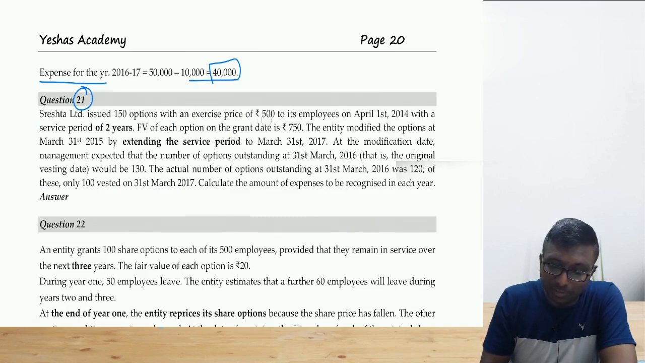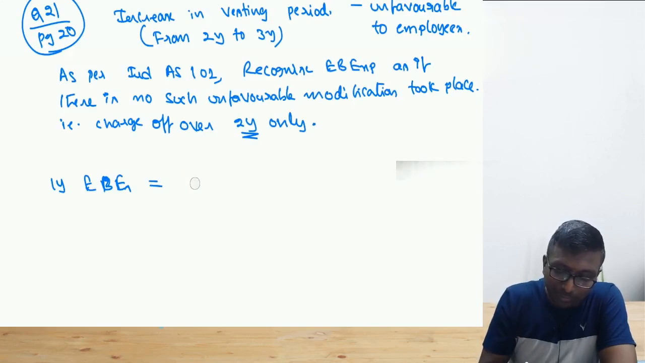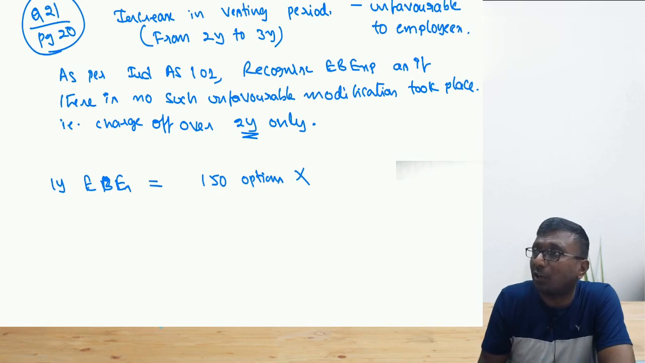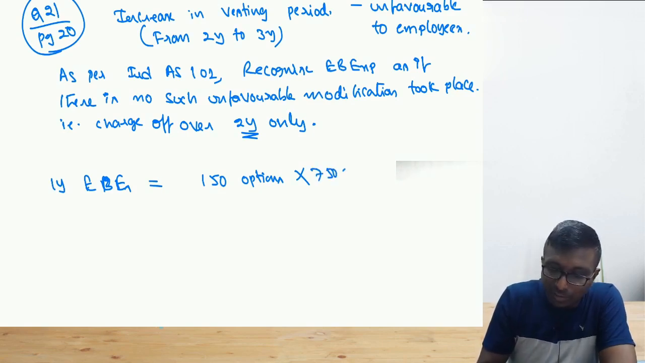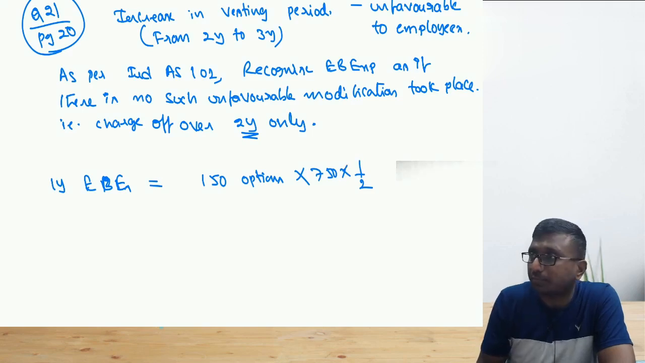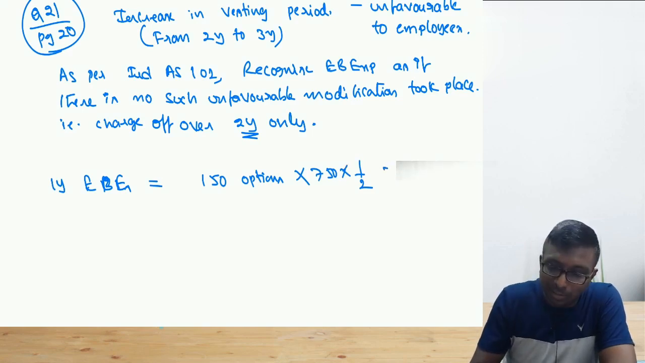150 options with exercise price of 500. Okay. Service employees are not given. Maybe one employee. Correct. One employee, not a problem. Into how much? How many options? 150 options. So, into how much? Sorry, fair market value how much? 750 into 1 by 2. That's all. It comes to how much? 56,000.